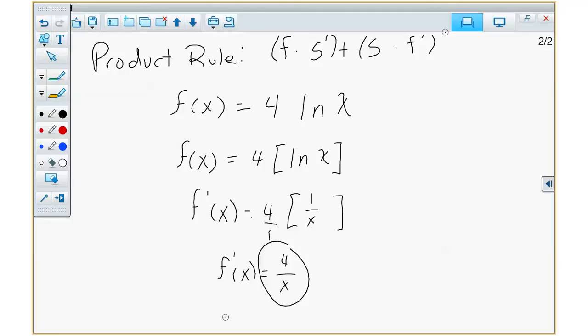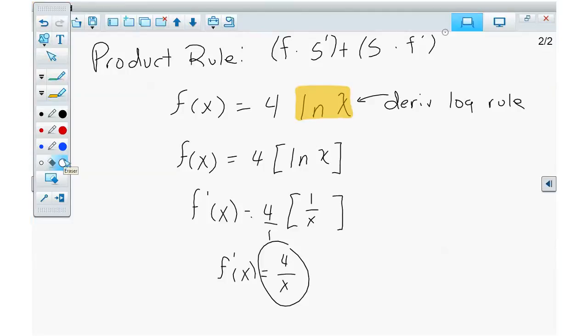Now, this is not the product rule. This is just the basic rule. Take your highlighter, your handy-dandy highlighter, and highlight this, and put out to the side: derivative of a logarithm rule. Okay, so that's one way to do it. Capisce? Now, the second way you can do it.